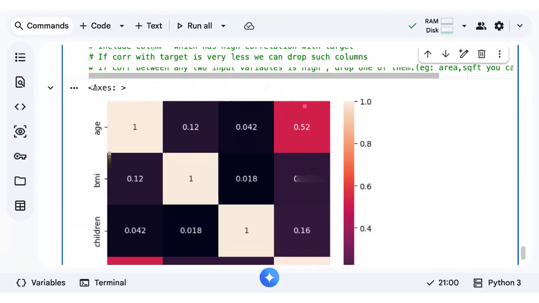Any questions? It's applicable only for the numerical columns, don't apply it for categorical. Clear? Understood? Yes. Okay.